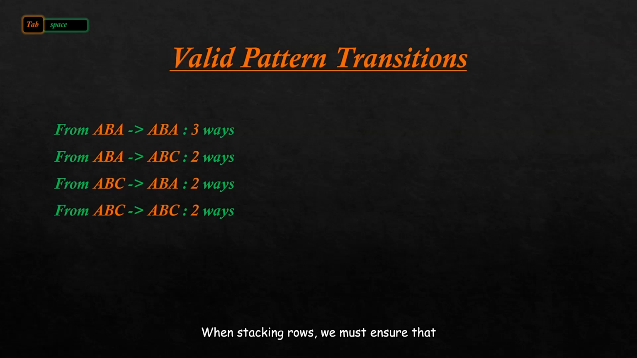When stacking rows, we must ensure that vertically adjacent cells do not share the same color. From a previous ABA row, there are 3 valid ways to form another ABA row, and 2 valid ways to form an ABC row. From a previous ABC row, there are 2 valid ways to form an ABA row and 2 valid ways to form an ABC row. These transition counts are derived by carefully checking color conflicts column by column.